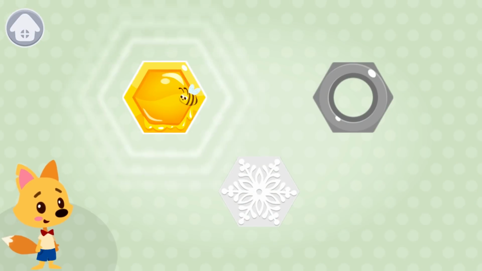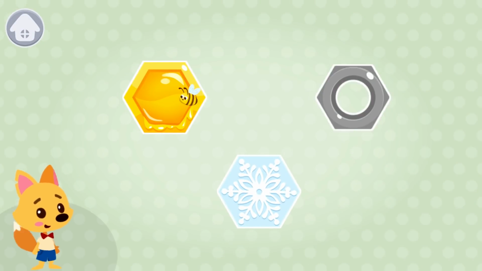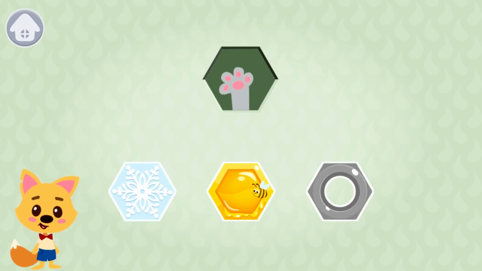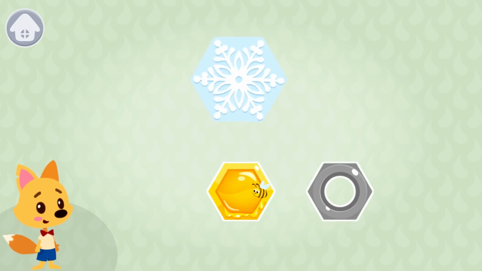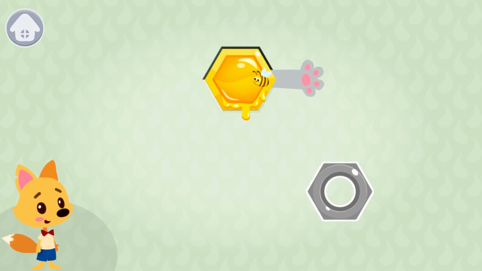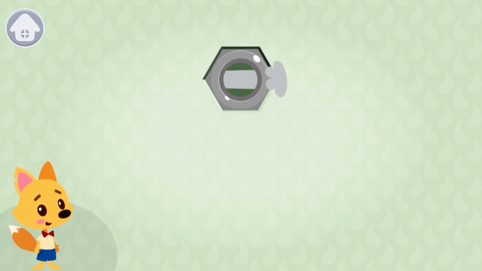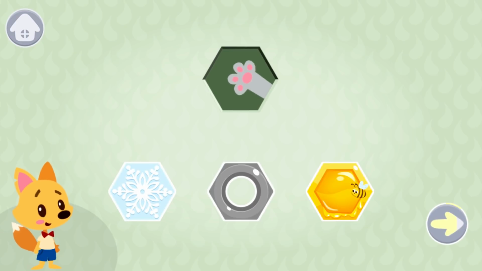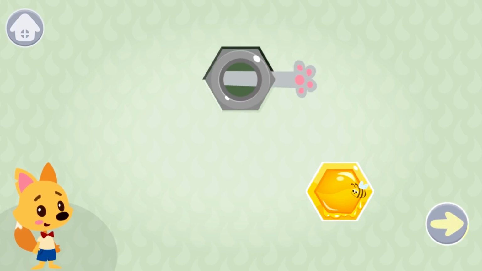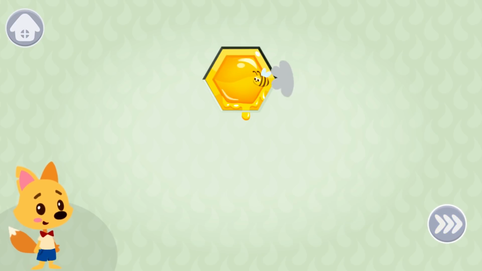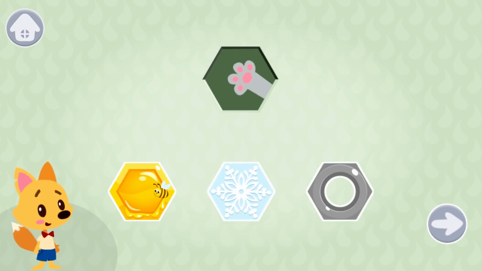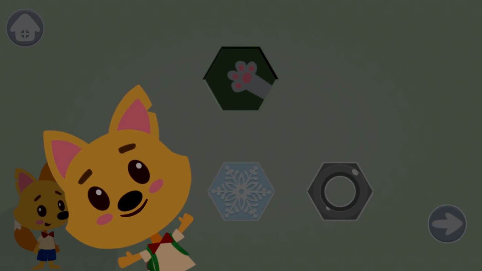Honeycomb. Snowflake. Nut. Drag the hexagon-shaped items into the window above. Like this. Right. Keep it up. High five.